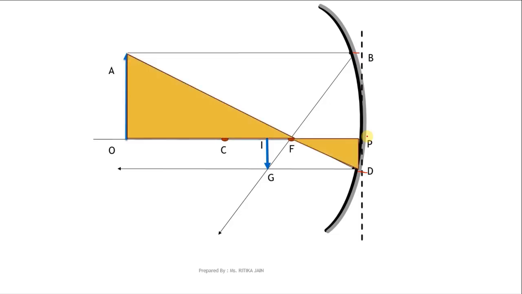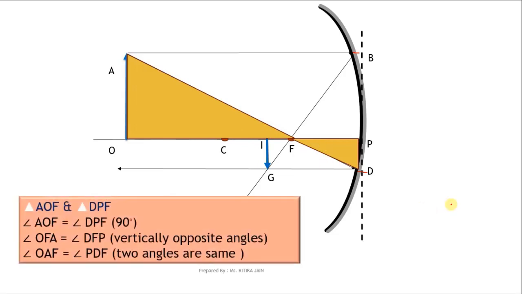Now I will take these two triangles and first prove that they are similar. How will I prove that? I have taken triangle AOF and triangle FPD, or DPF. First, consider the angles AOF and DPF: both are 90 degrees. Clearly you can identify the measurement of the angle. The first thing is proved.